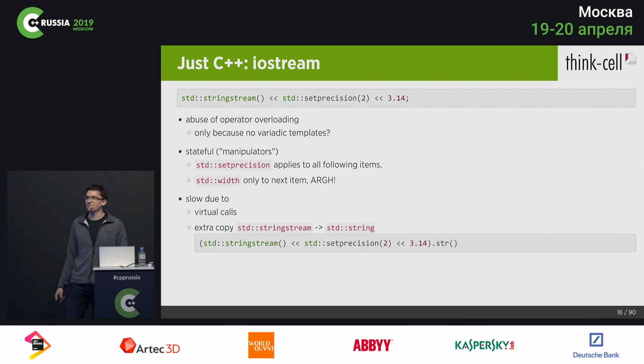Then if you want to set a format, you do this using stateful manipulators. So you just set your precision and then you print your number, and then somehow you have to reset it later inside your expression, and it's kind of messy. And I know many people think that's not a bug, that's a feature of I/O streams. But then if that's a feature, why does, for example, width only apply to the next item? So it's kind of a mess.